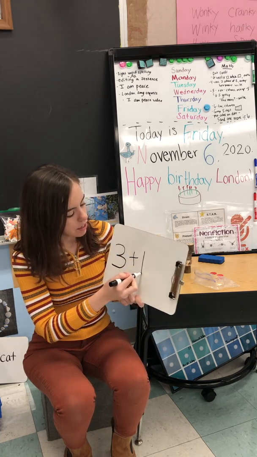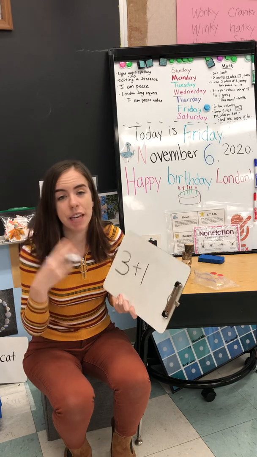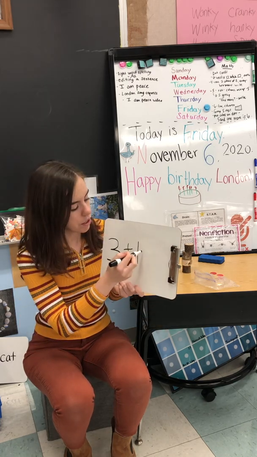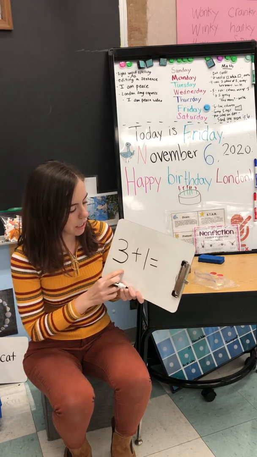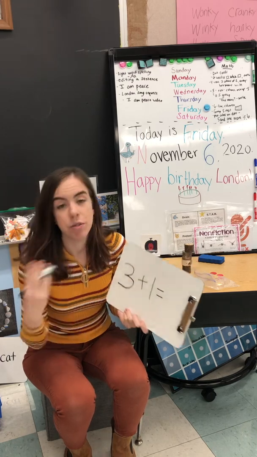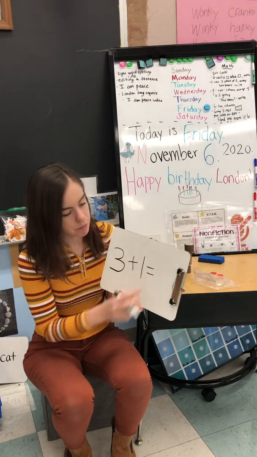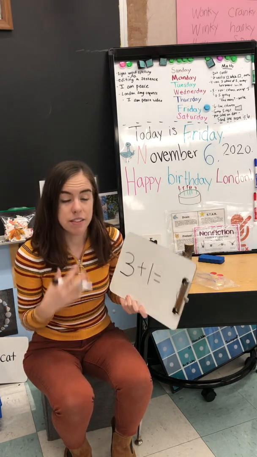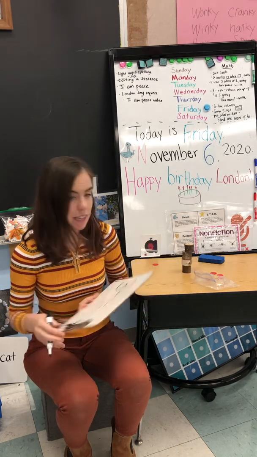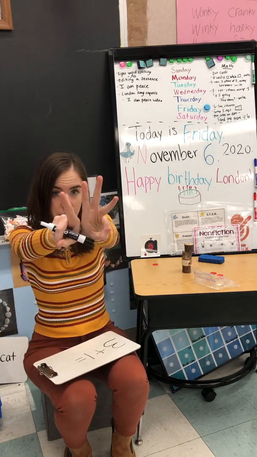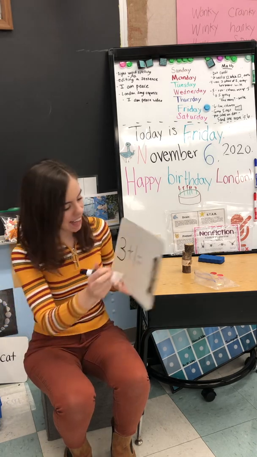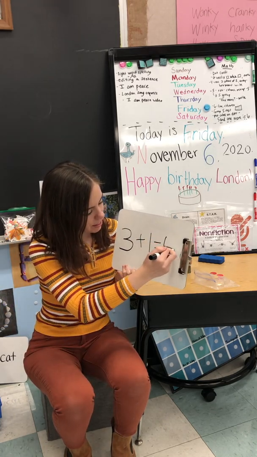That's the 1. Makes, if you're saying makes or is the same as, you can write an equal symbol. So 3, and that's the plus, which means you add more, plus 1. Equals means what happens, what is it the same as, what does it make. And what does it make, guys? 3 plus 1 more makes 4. You got it. That is our 4.